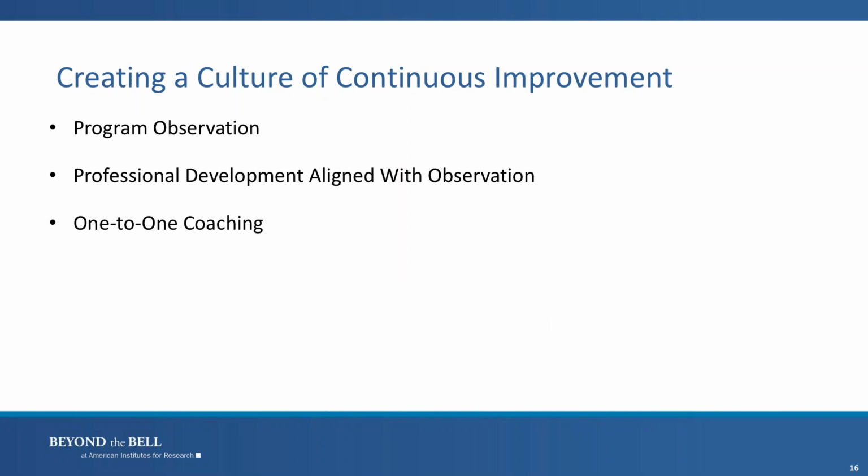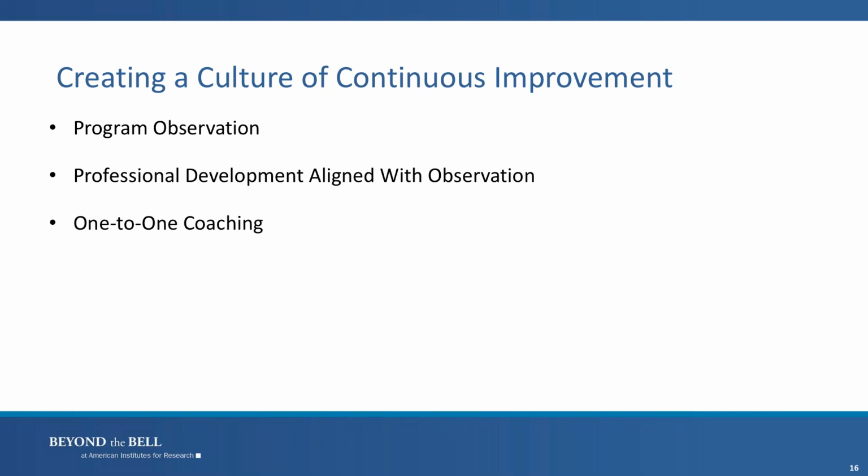So when we're creating a culture of continuous improvement, we know that staff is our biggest asset, and we want to provide opportunities for staff to reflect on their practice and to build their knowledge and skills. This is going to be critical to program success. So you always want to provide professional development opportunities. You want to observe what your staff are doing, and then have opportunities for them to learn, and when you can, to provide one-on-one coaching.